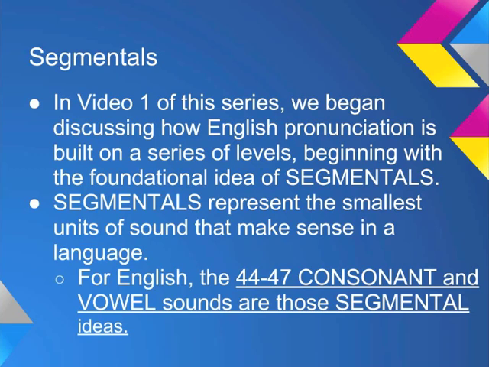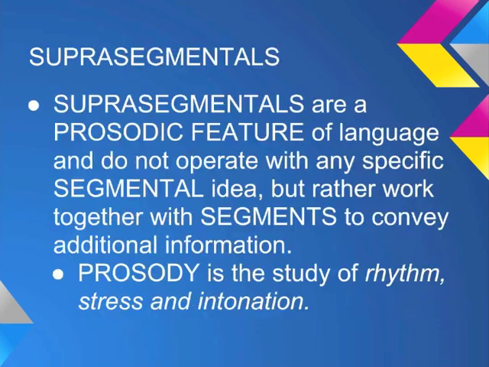In video 1 of this series, we began discussing how English pronunciation is built on a series of levels, beginning with the foundational idea of segmentals. Segmentals represent the smallest units of sound that make sense in a language. For English, the 44 to 47 consonant and vowel sounds are those segmental ideas. Suprasegmentals are a prosodic feature of language and do not operate with any specific segmental idea, but rather work together with segments to convey additional information. If you recall, prosody is the study of rhythm, stress, and intonation.